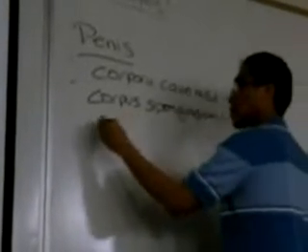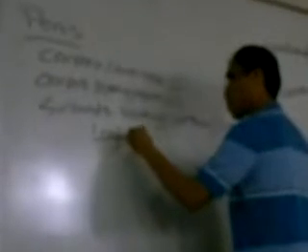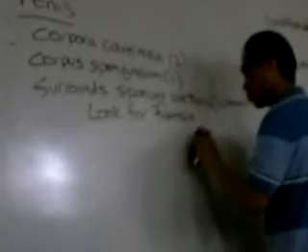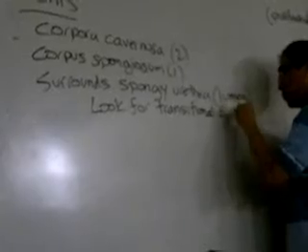I'm writing a notation for you: surrounds spongy urethra. So in a cross section, look for the lumen. Basically, this is the genitourinary tract. Its epithelium should be transitional. Transitional epithelium. Remember that one? I can ask you that, I guess. Epithelial tissue.